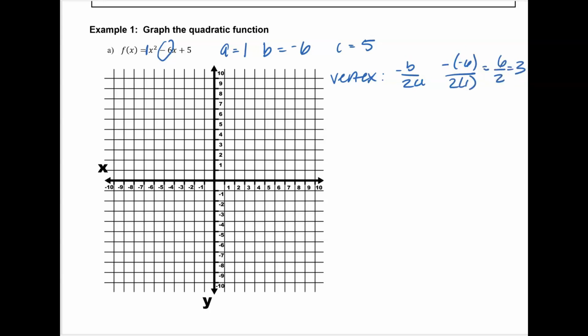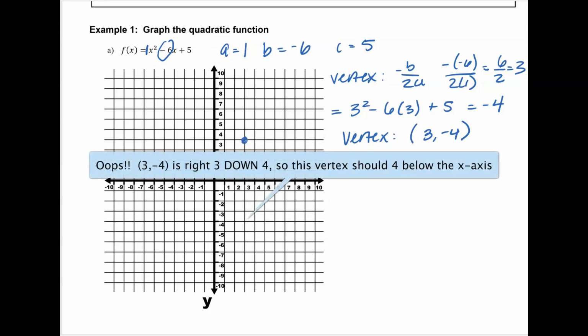And then I'm going to plug that in. So I'm going to do 3 squared minus 6 times 3 plus 5. And when I do that, I get negative 4. And so the vertex at this point is (3, negative 4). So I plot that: 3, negative 4, 1, 2, 3, 4, and that's my vertex.